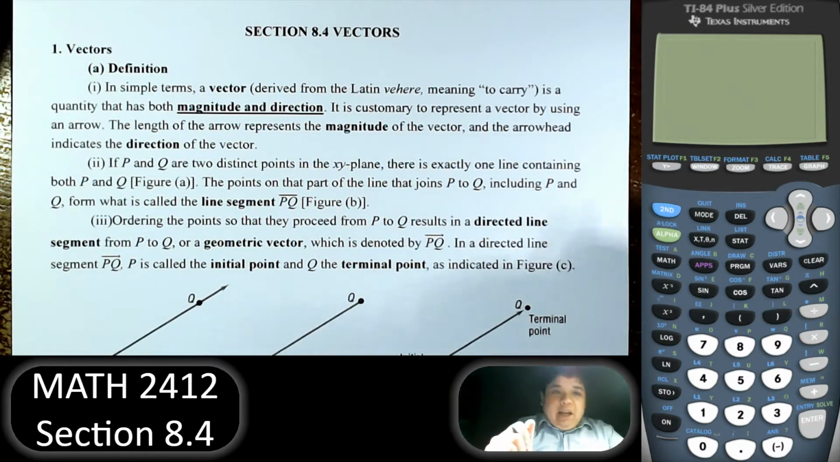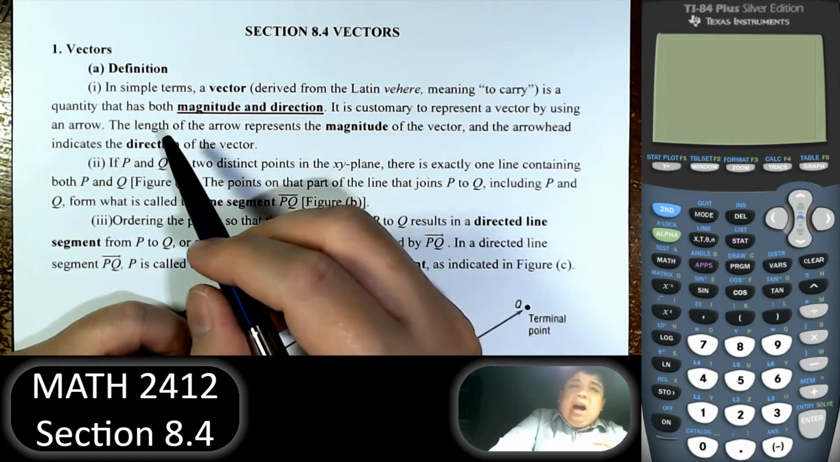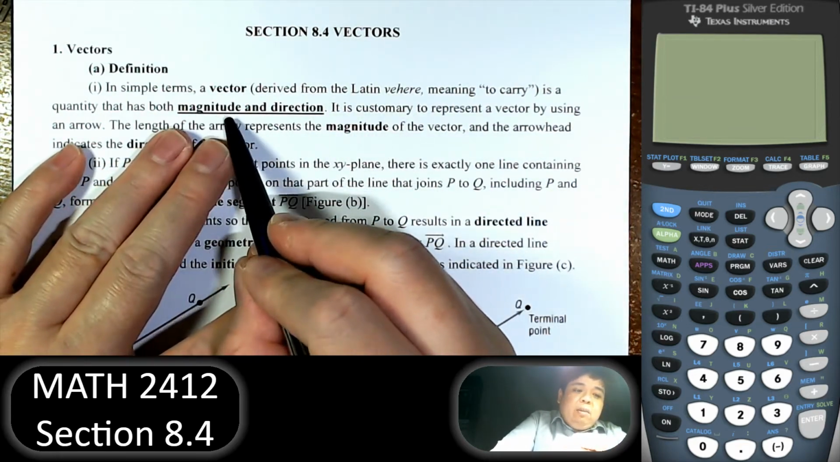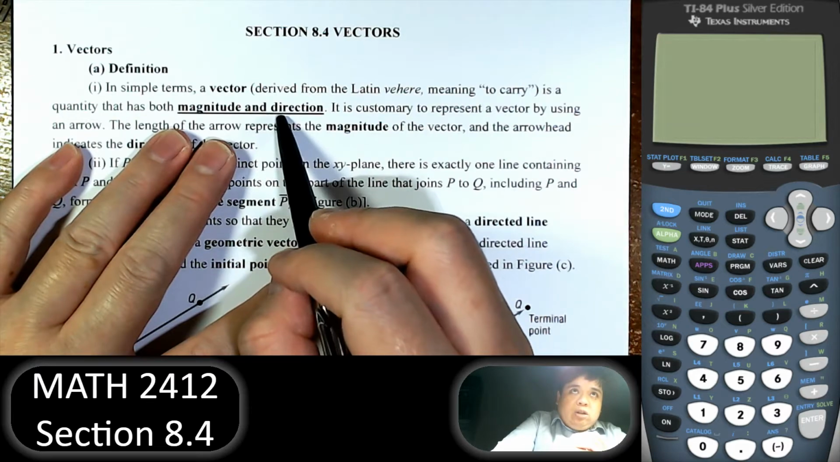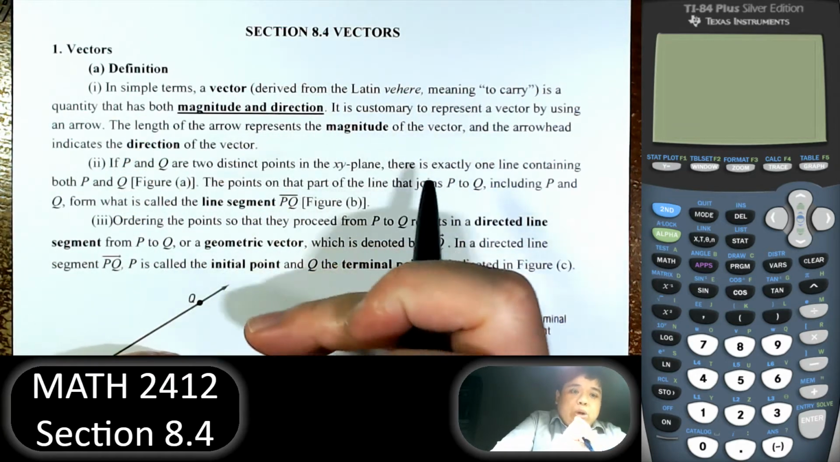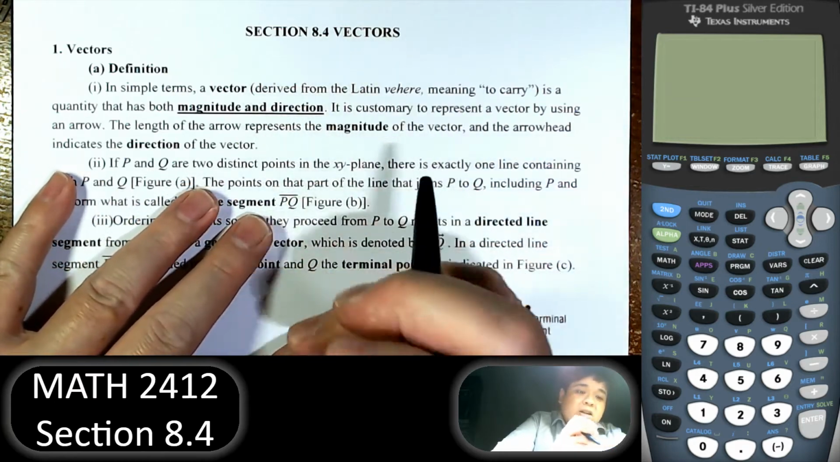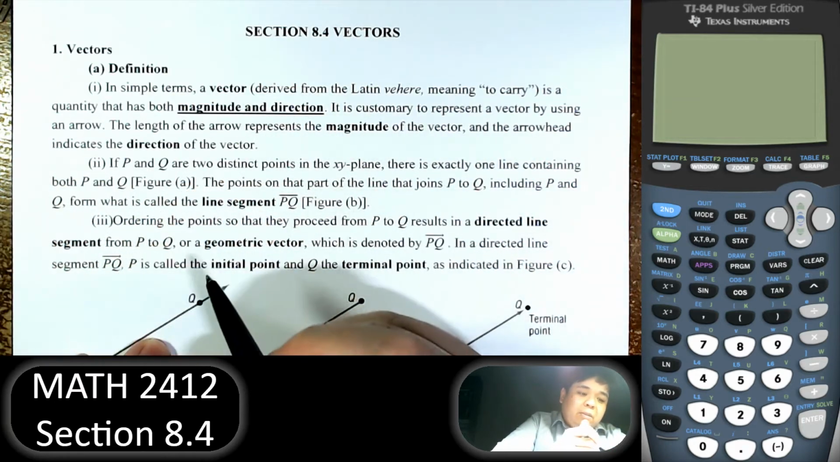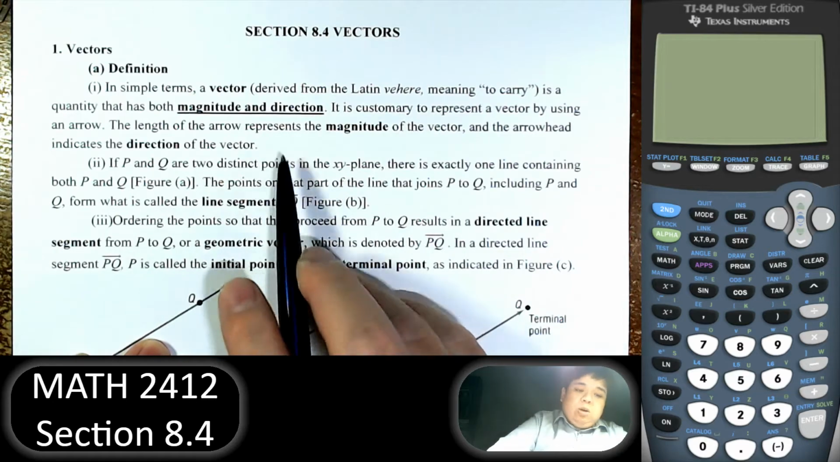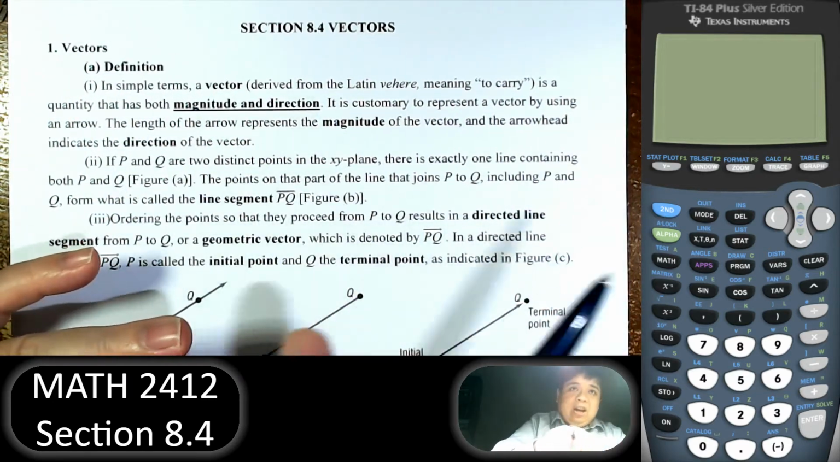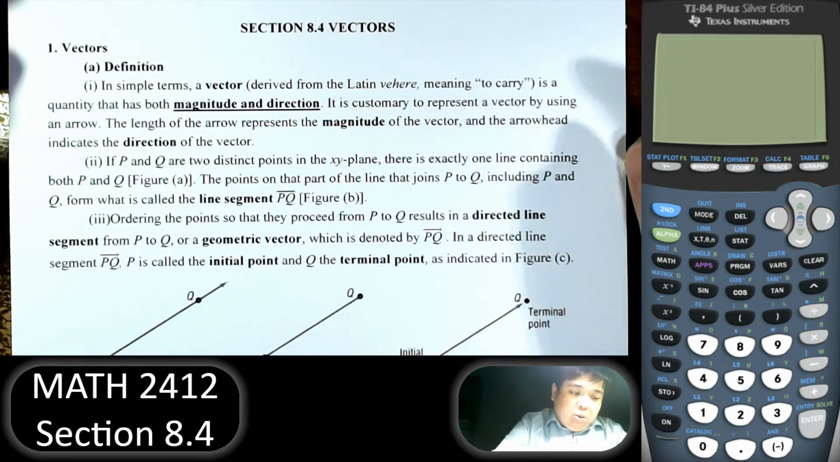Hi everybody, welcome to another video in Precalculus, section 8.4, Vectors. In simple terms, a vector is a quantity that has magnitude and direction. So we usually use an arrow to characterize a vector. An arrow, of course, will have a length, and the arrowhead will indicate the direction.